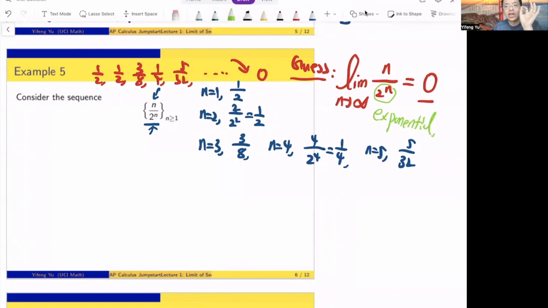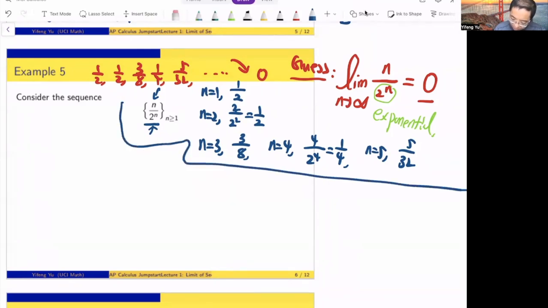And it's kind of expected that exponential shall go faster than the number n, right? Okay. All right, so now what we want to do is we say, okay, can we make this kind of rigorous, or how can we prove it, right? A more convincing way. Okay, so let's do this. So what I want to do is, so this is what we guess the limit.